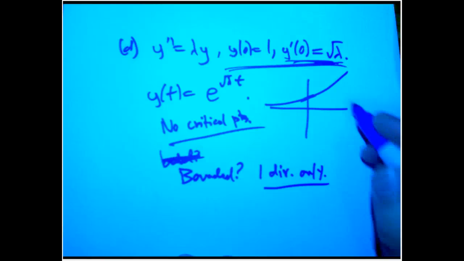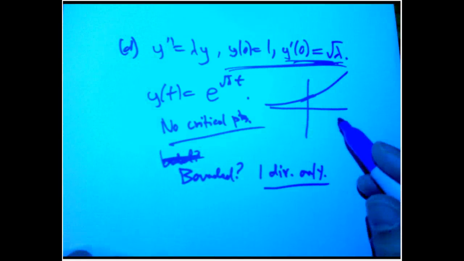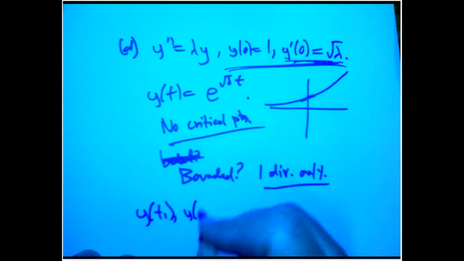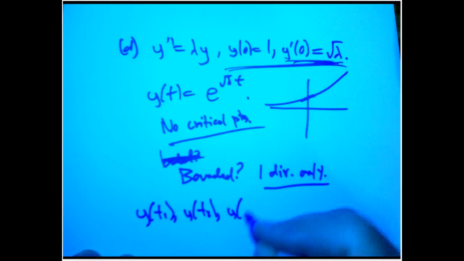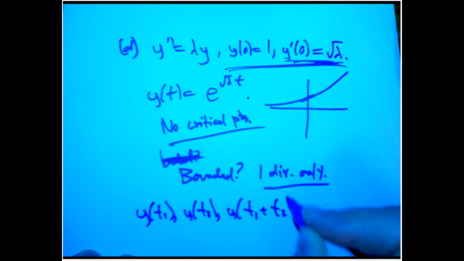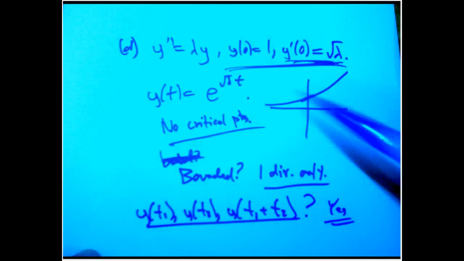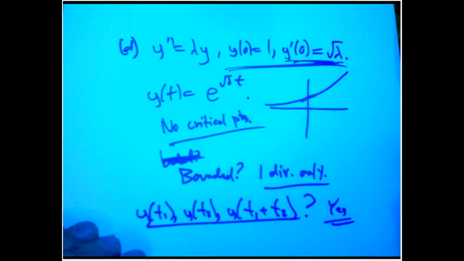Because this is the same function we were analyzing in number 1, isn't it? Okay. And is there a simpler relation between y of t1, y of t2, and y of t1 plus t2? These all have the same answers as before. Yes. It's an exponential, so it has the wonderful multiplicative law for exponents. Okay. So, we'll go through really quickly through the next one.